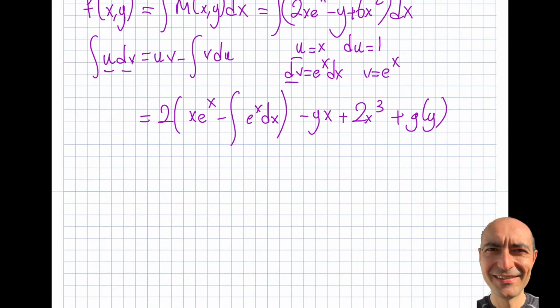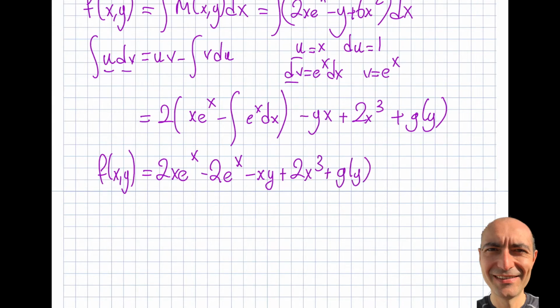But if I proceed with it, you will see that this f of x comma y will be 2x e to the x minus 2 e to the x minus xy. Let's write it nicer: 2x cubed plus g of y. So now the question is, am I done? Because the question was to find f of xy, and I did find it. Well, yes and no. I did some good things. I was able to obtain some terms of this, but I still have an unknown over here. That's a g of y, all right? So I have to do something about it to find my g of y.